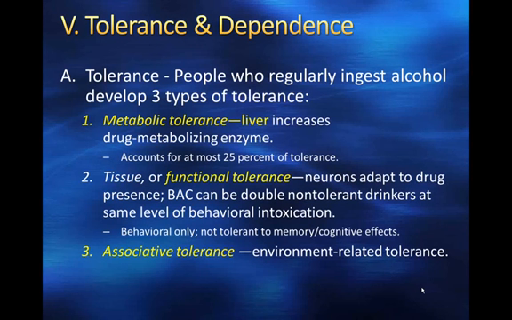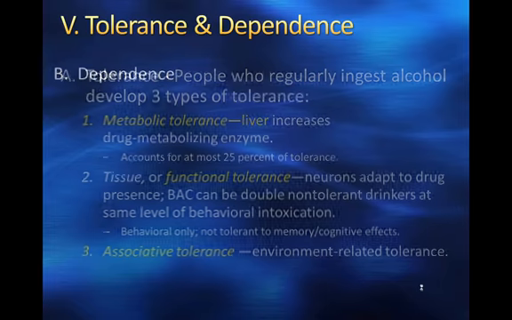We don't develop tolerance to the memory or cognitive effects, so people can still black out, even though they might not appear to be intoxicated because of their tolerance. And then there is what we call associative tolerance, which is an environment-related tolerance. People can actually drink more or less depending on where they are. So that's an important thing to keep in mind.